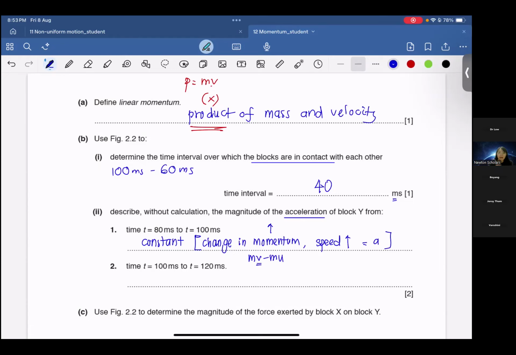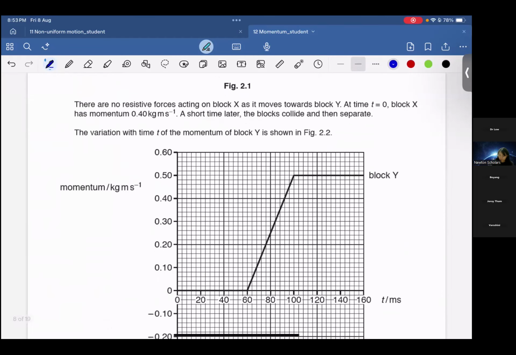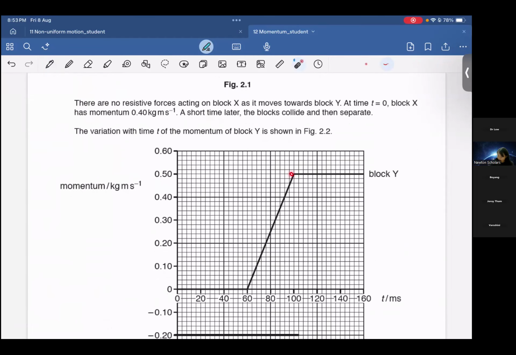Okay, how about 100 millisecond to 120 millisecond? What is their acceleration? So we look at this here. My question is, does your speed change or not? Thank you, Vashini. Your acceleration should be 0.